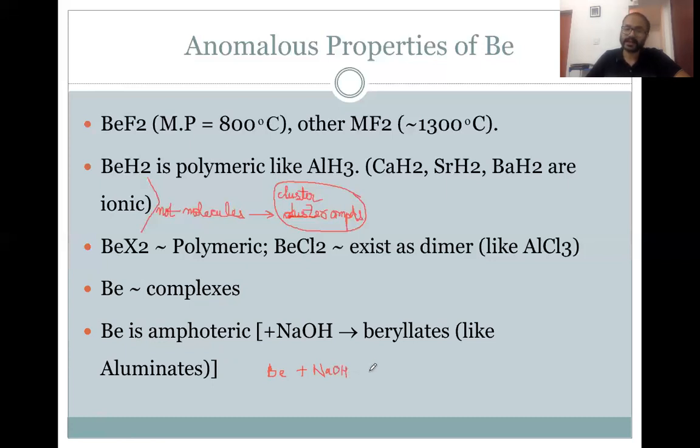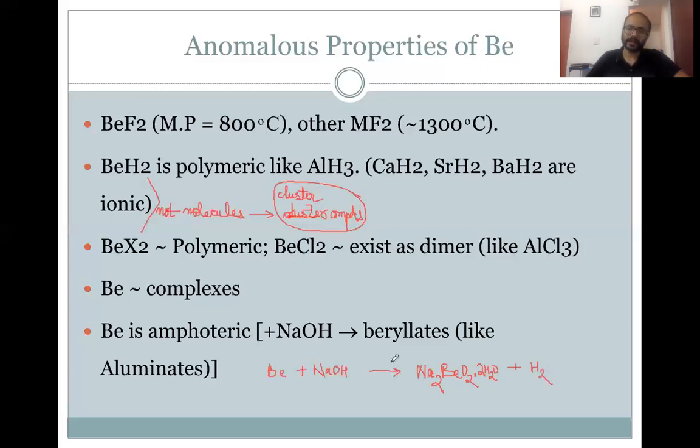So it reacts to form the beryllates. We discussed beryllates when we talked about the solubilization of beryllium hydroxide in excess of hydroxide. At that time, I told you they form a compound called sodium beryllate, which is Na2BeO2 dot 2H2O, plus what is released is hydrogen gas.